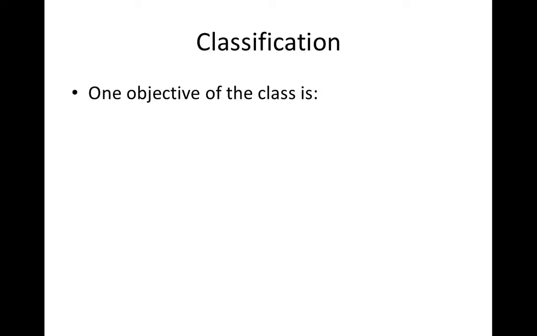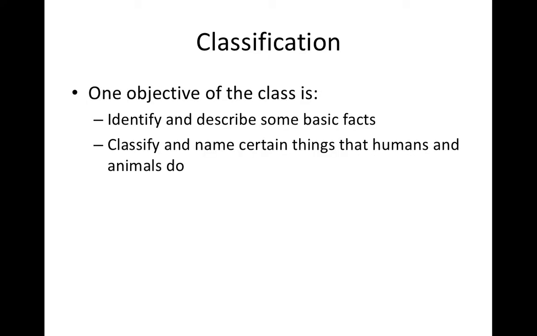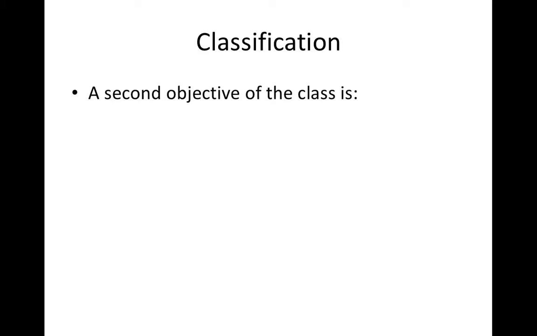So one of the goals of this class, one of the objectives of this class, is to classify things. I want you to be able to identify and describe some basic facts, some basic observations. I want you to be able to name certain things that humans and animals do. When you see something, I want you to be able to categorize or classify or name that as an instance of a more general phenomenon. For example, one thing that we need to be able to identify or classify is non-learned behavior from learned behavior.